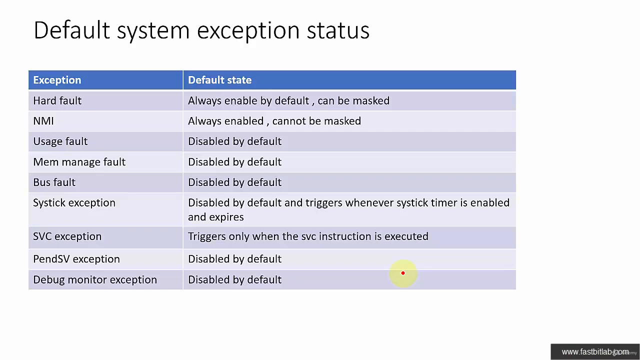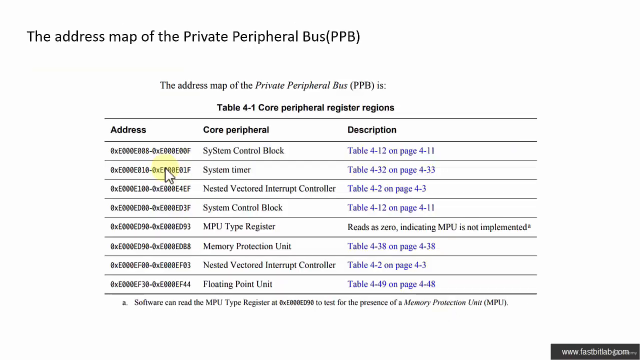For example, if you want to trigger the SVC exception, then you have to execute the SVC instruction. I will cover that later. If you want to get the SysTick exception, then you have to trigger the SysTick timer. If you want to get a PendSV exception, then you have to enable it. Most of the system exceptions are disabled by default. You should remember that hard fault and NMI exceptions are always enabled. That's about the system control block, and in the next lecture I will cover the NVIC. I will see you in the next lecture.